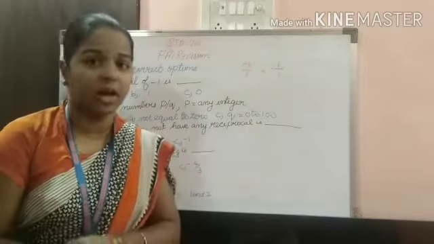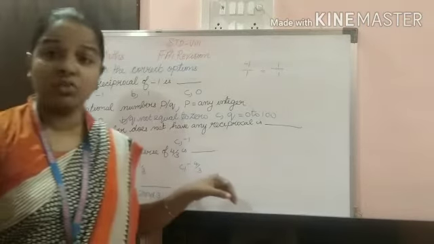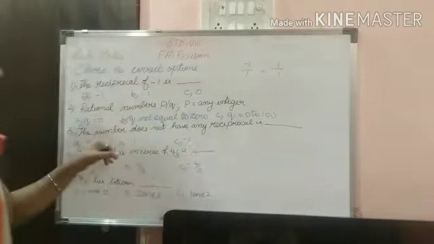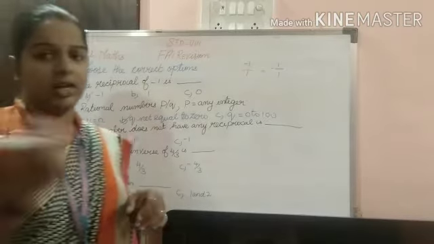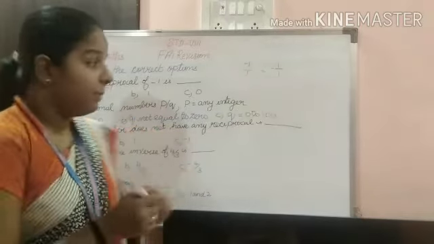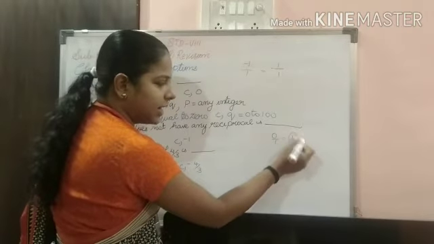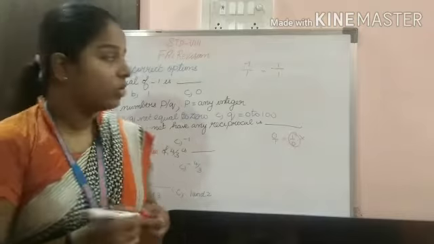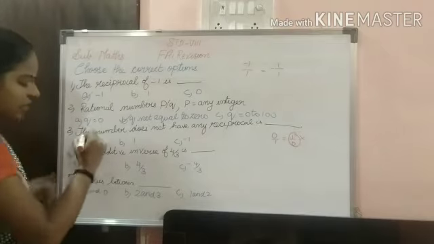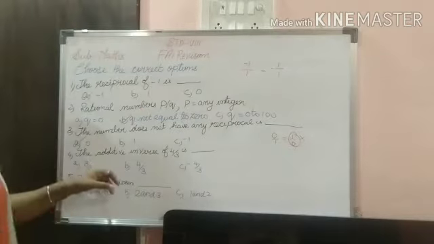Let's move on to the next question: which number does not have any reciprocal? The options are 0, 1, -1. Which is not having any reciprocal? That is 0. For example, here you can see when we put the reciprocal, it is there. But in case of 0 by 1, 1 by 0 ऐसा कभी fraction नहीं आएगा. Understand? So which number is not having any reciprocal? 0 is not having any reciprocal. Understand students?